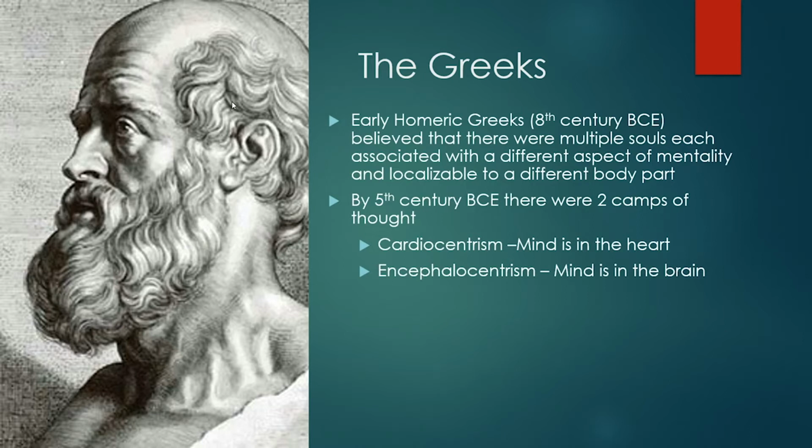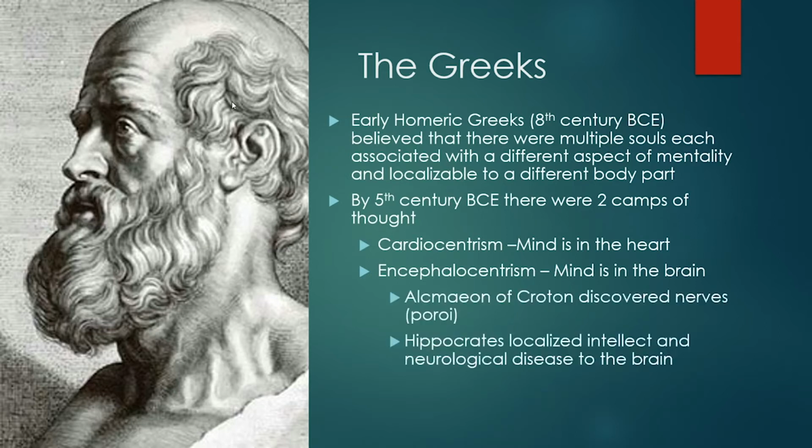But then this other group of Greeks started to say, you know what, I think that a lot of these mental faculties are actually localizable to the head. You had this guy, Alcmaeon of Croton, who discovered nerves when he was like dissecting these animals and noticed that the nerves were sending information to the brain. And you had Hippocrates, who was way ahead of his time, that actually noticed that brain injuries were causing differences in mental abilities, right? He said, you know what, I think that the mind is up in the head where all of this stuff changes when we hit it.